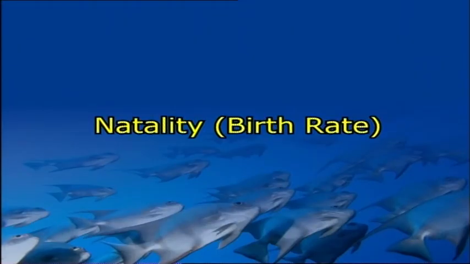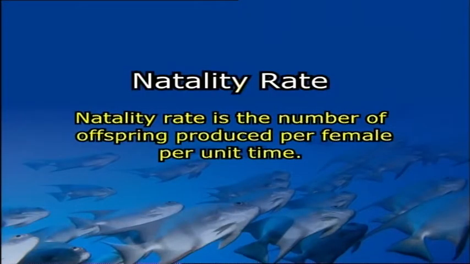Let us see natality or birth rate as the fourth criteria of population characteristics. It is simply a broader term covering the production of new individuals of any organism. These new individuals are born, hatched, germinated, arise by division, etc. In human population, natality rate is equivalent to the birth rate. Natality rate is the number of offsprings produced per female per unit time.